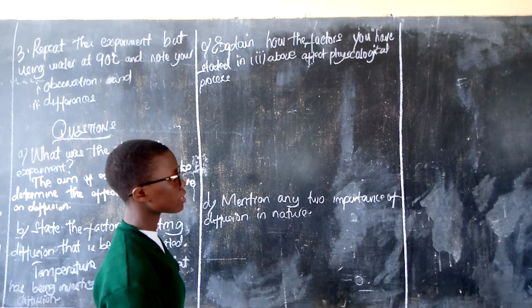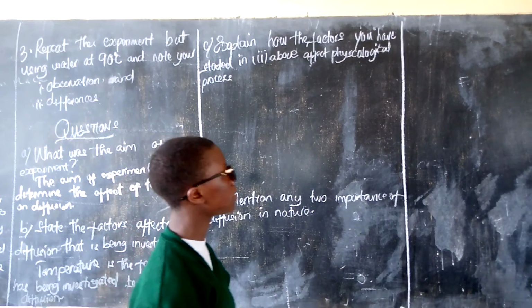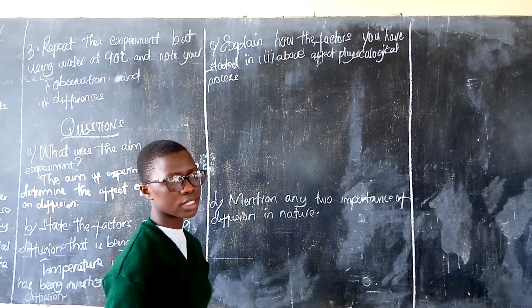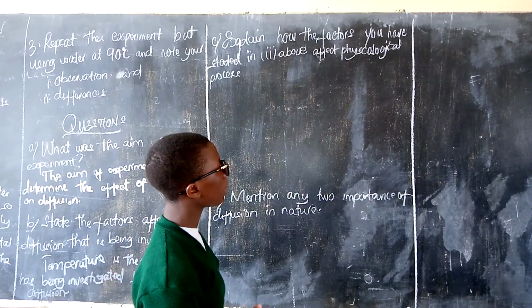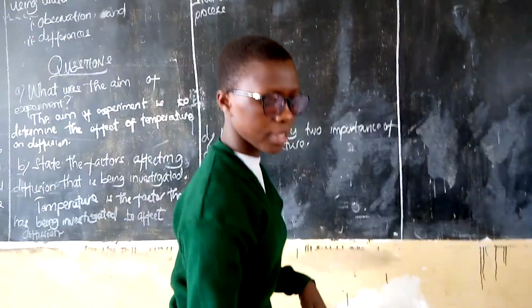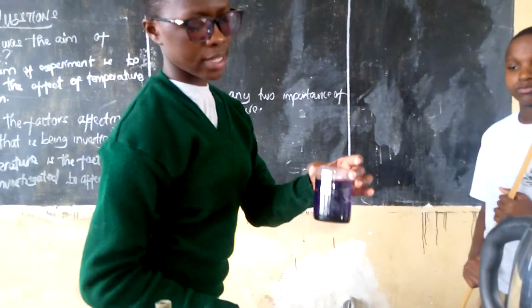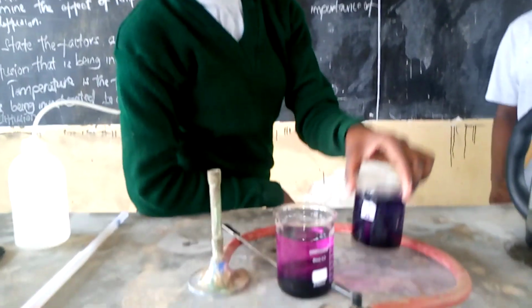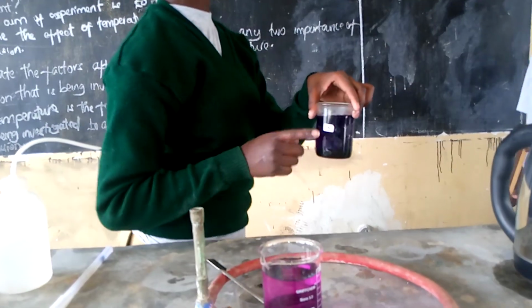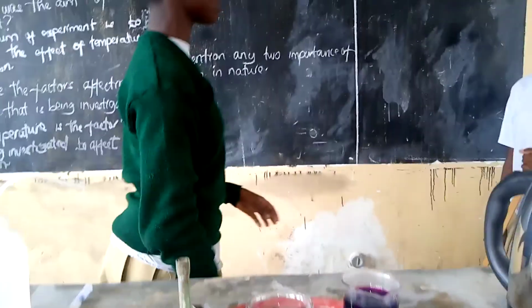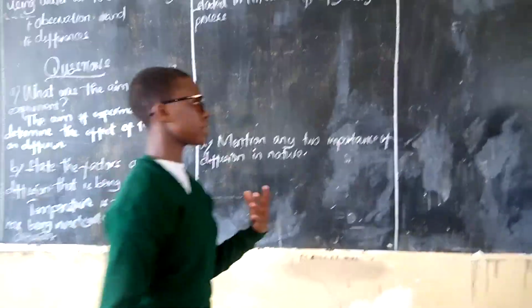Temperature increases the kinetic energy of the molecules, hence causes a high rate of diffusion. As you can see in this beaker, the diffusion took place very quickly compared to this, because the kinetic energy of the molecules has been increased, and thus it has taken a short time. So the rate of diffusion increased as the temperature increased.